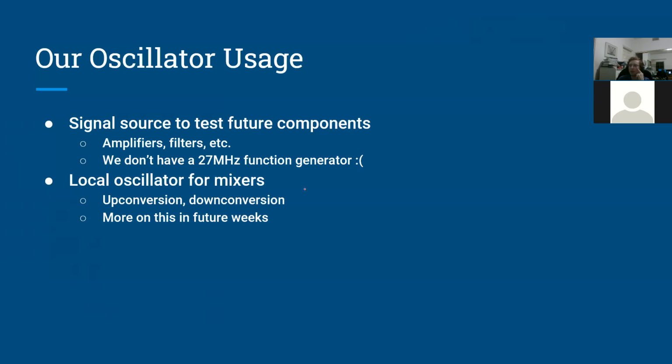And then the other reason is because we're going to be doing up conversion and down conversion, like I mentioned earlier, and we're going to need oscillators for that. Not necessarily at 27 megahertz, but other frequencies. Okay.